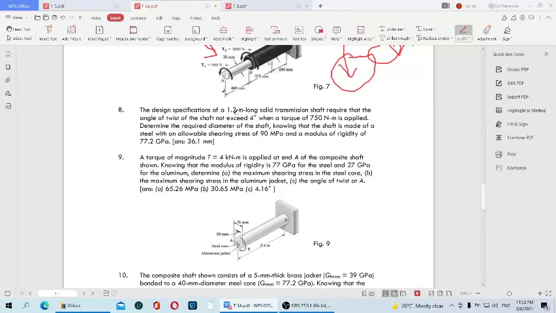The shaft has a specification of 1.2 meter long, and the angle of twist must not exceed 4 degrees, and the torque applied is 750 Nm. The material will be steel. Since it is steel, it has an allowable shearing stress of 90 megapascal and a modulus of rigidity of 77.2 gigapascal.